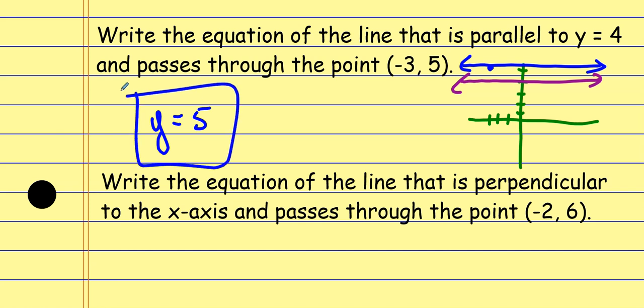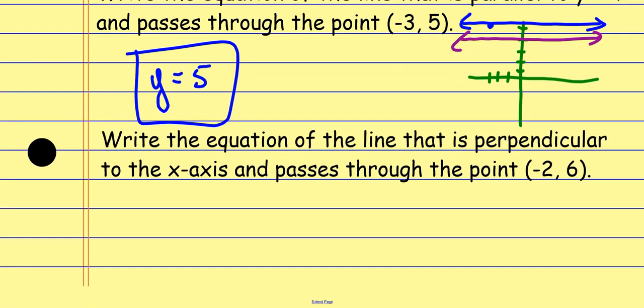And so when you're thinking about parallel and perpendicular lines and you start getting into vertical and horizontal lines, it's always easier just to think about the graph, okay? And think about what the line looks like. Using that visual representation of parallel and perpendicular is much easier, okay? Same thing with the next guy. It says write the equation of the line that's perpendicular to the x-axis and passes through the point (-2, 6).